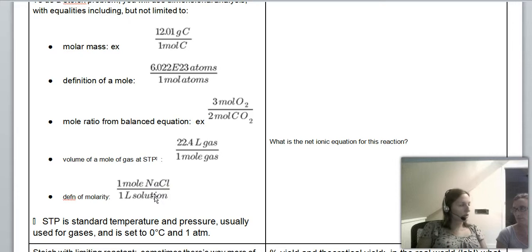Well, that's sort of confusing because it's got 2 numbers in it. So what do you start with? Do you start with the 250 milliliters or do you start with the 2 molar?